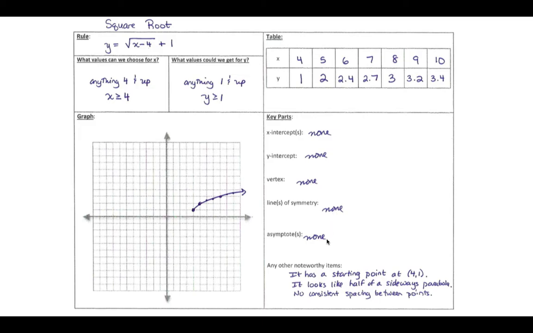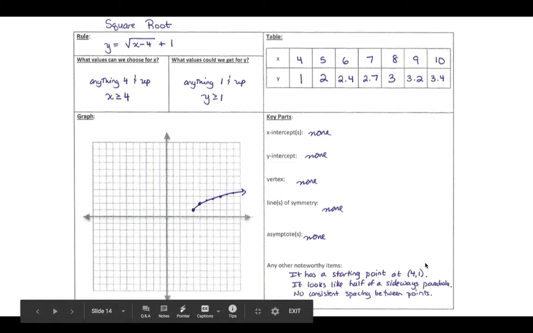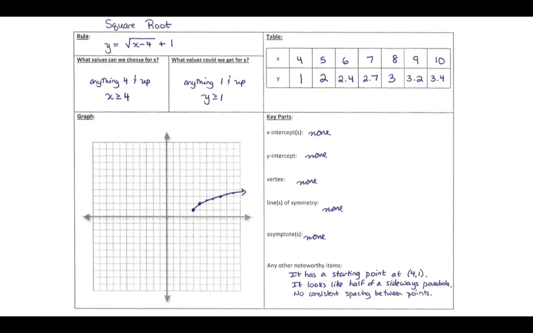It had nothing. But it did have a starting point, which is kind of bizarre. This thing just sort of started in the middle of nowhere and zoomed off. And when I turned the graph around, it actually looked like half of a sideways parabola, which was kind of neat. Having just done the quadratics, it was like, hey, that looks like half a parabola sideways. And again, no consistent spacing or predictability in its change.